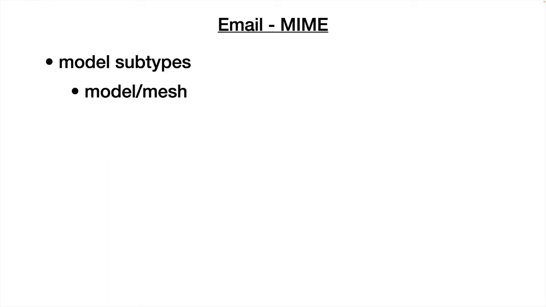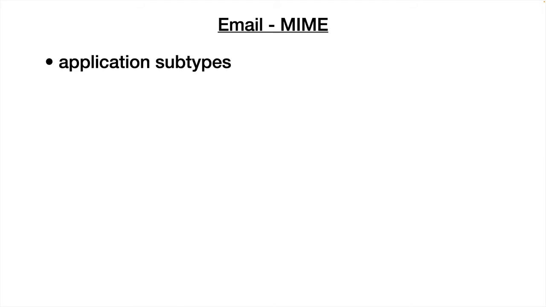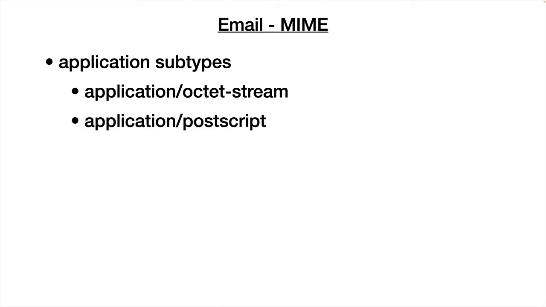As far as model subtypes, we have mesh for describing a three-dimensional object. We have VRML, which is a virtual reality modeling language. We have another modeling language called IGES, which I'm not familiar with. And then under applications, we have application/octet-stream, which just basically means these are a set of bytes that represent an application. We might have PostScript. Before PDF was created and popular, things were often printed to PostScript files or represented in PostScript files.